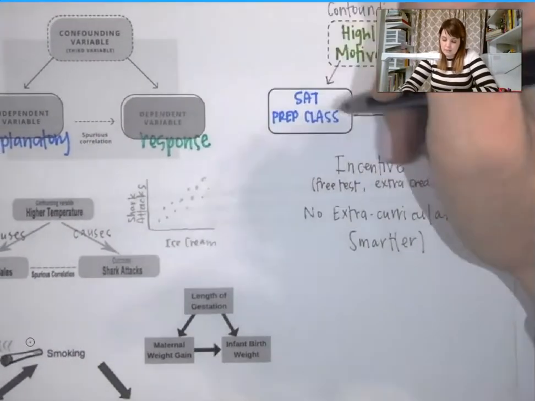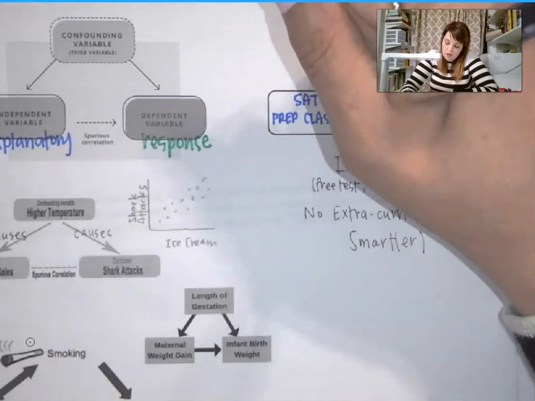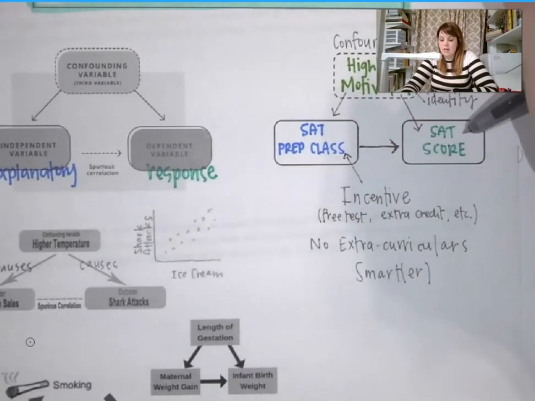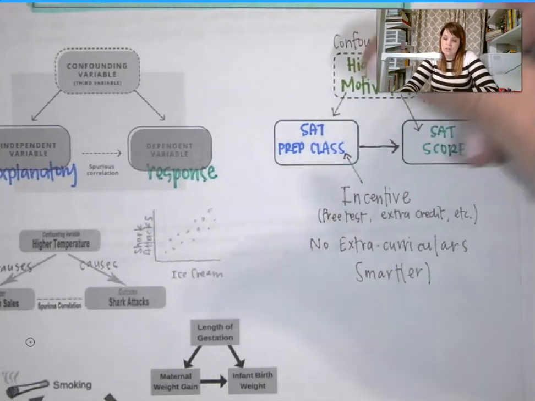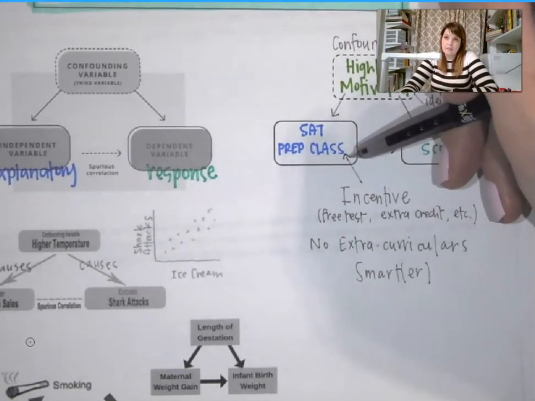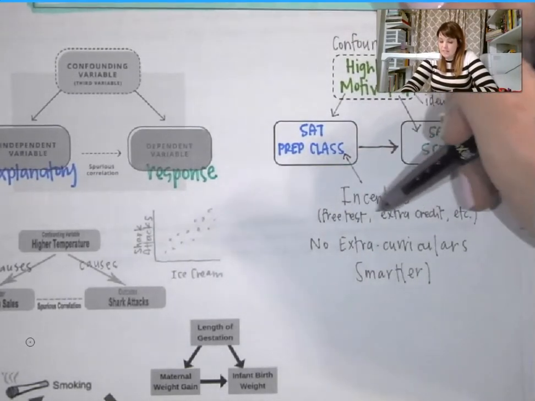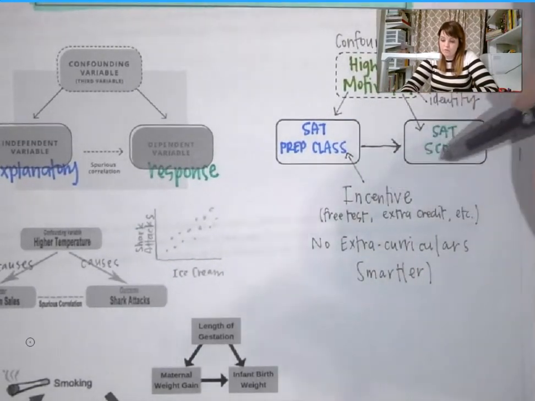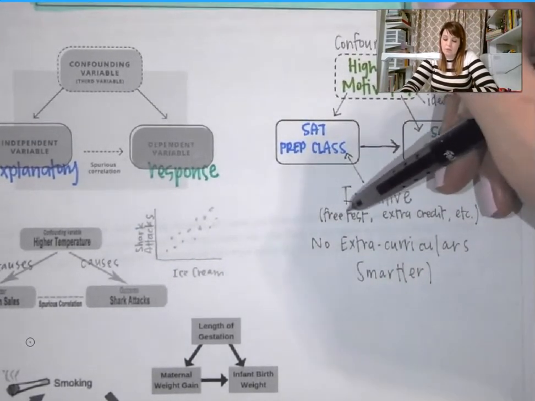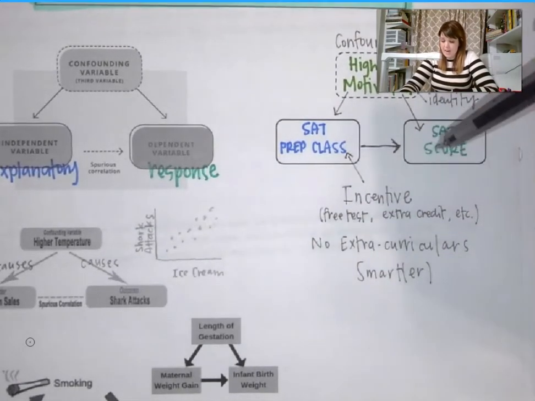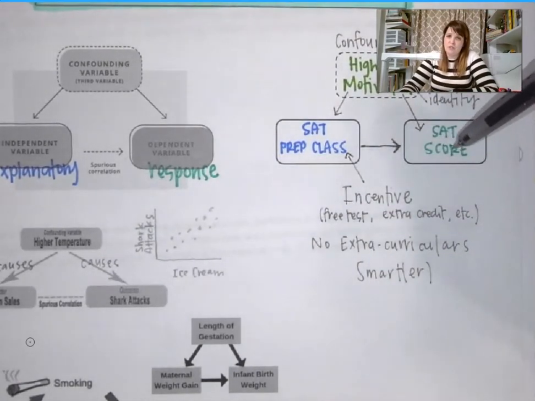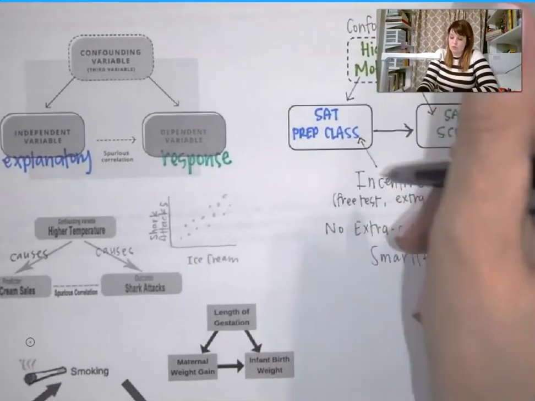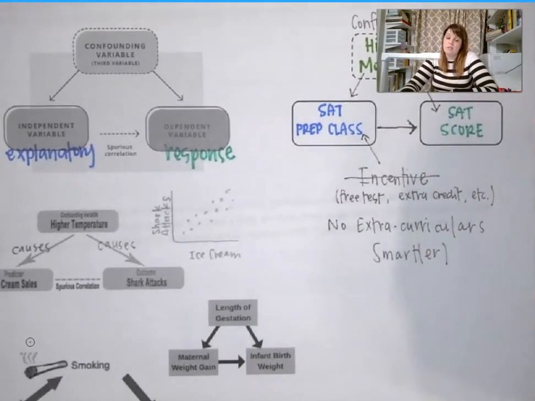Well, the incentive would cause us to go to the SAT prep class, but it's not going to cause the higher SAT score. The incentive is only going to get me to the class. This incentive that I get has nothing to do with the score that I get. So in order for this to be confounding, it would have to be, we'll give you a free test and pay you $50 if you get this certain score. Both of these would have to have a reward. So this is not confounding.